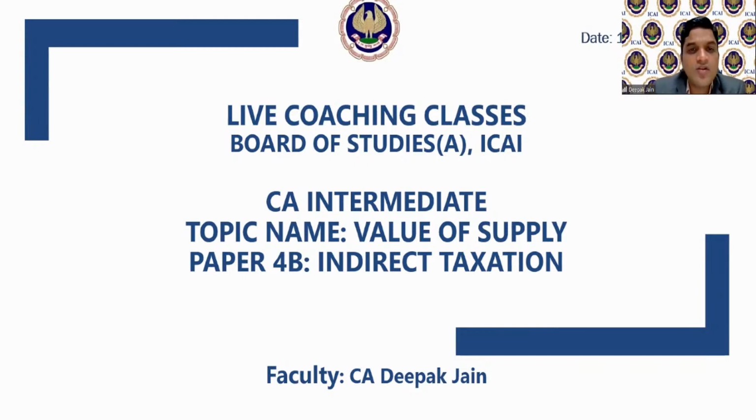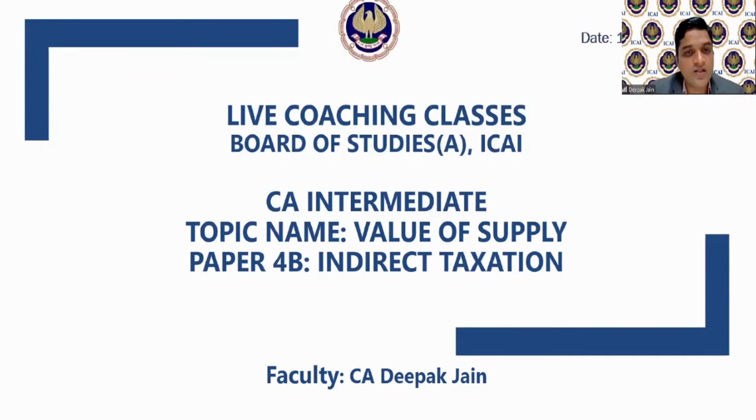Okay. What is value of supply? Basically, GST is levied under Section 9. It says that there shall be levied a tax on the value which is as determined. Now, this value is determined under Section 15. Section 15 says what is the value, and it shall be taxable at the specified rates.